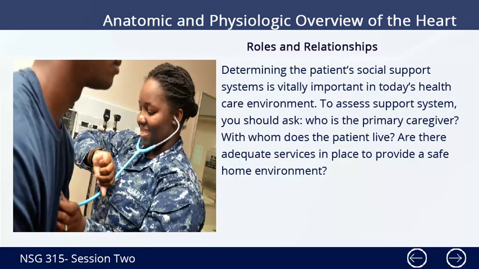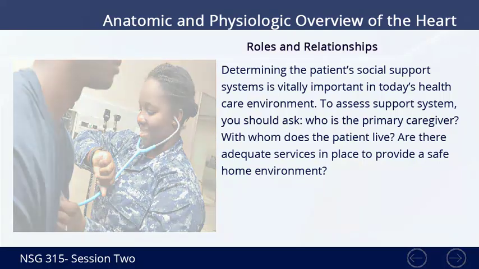Roles and relationships. Determining the patient's social support system is vitally important in the patient's healthcare environment. To assess the support system, you should ask, who is the primary caregiver? With whom does the patient live? Are there adequate services in place to provide a safe home environment? You should also assess for the significant effect the cardiac illness has had on the patient's role in the family.